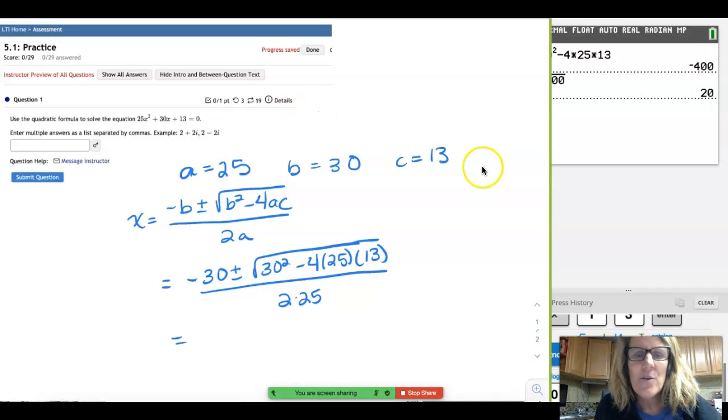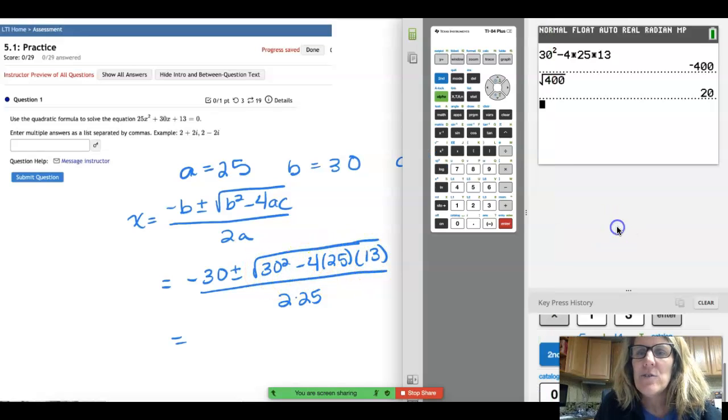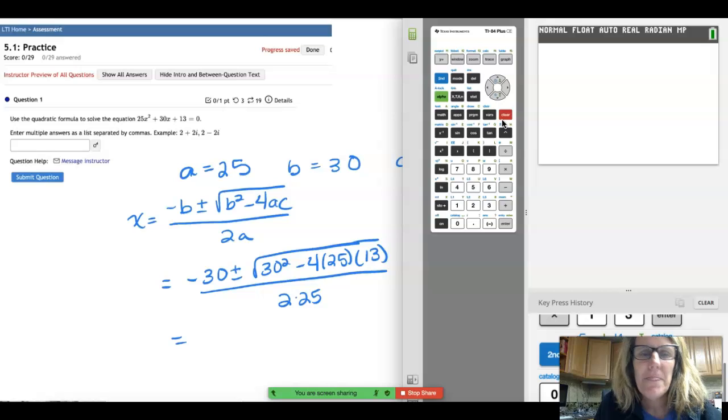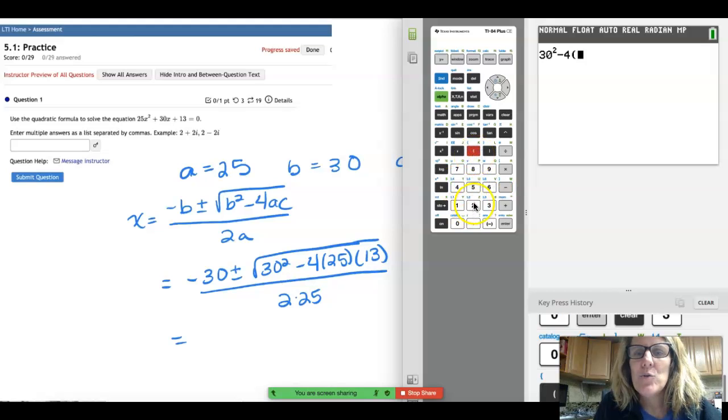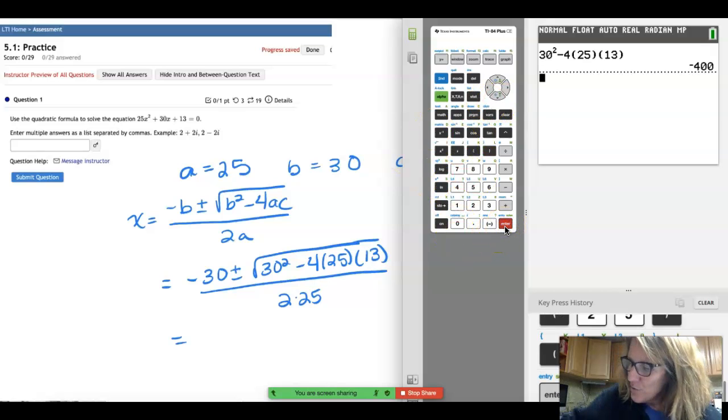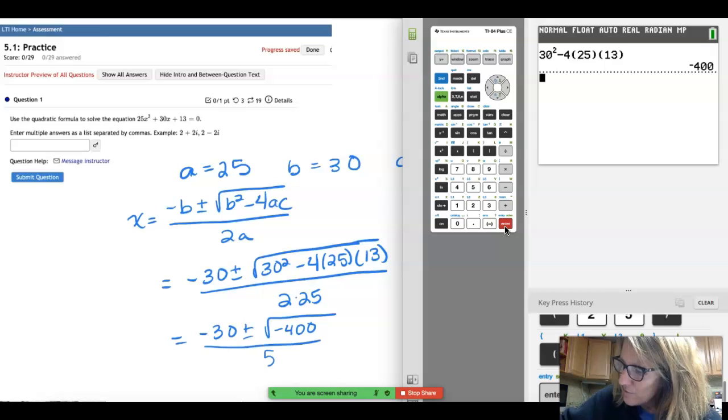Okay, so the discriminant, remember, is what's under the square root sign. Let's go ahead and use our calculator just to simplify that. So we have 30 squared minus 4 times 25, and I'm just using these parentheses for my multiplication. That way, if you had a negative in here, you get in the practice of doing that so you don't mess up your signs. So we have negative 30 plus or minus the square root of negative 400, all over 50.